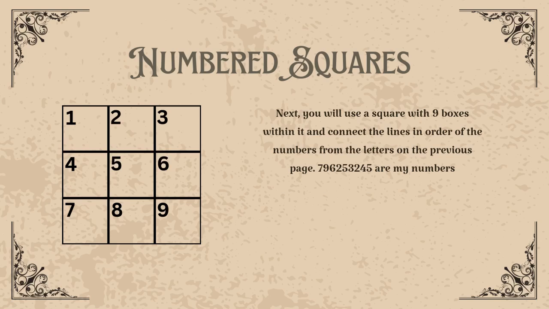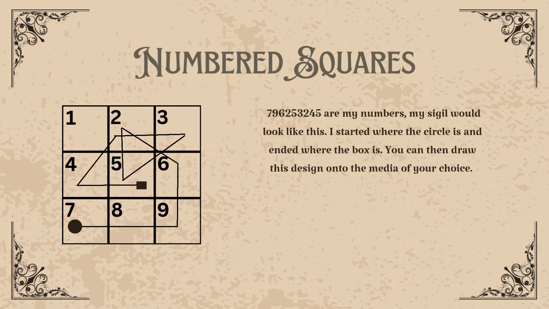Next, you will use a square with 9 boxes within it and connect the lines in order of numbers from the letters on the previous page. And if you remember, those are my numbers. So as you see, my numbers would have a sigil that looked like this. And again, I tried to connect the lines. It was a little hard in Canva, but you would draw them with a pencil.